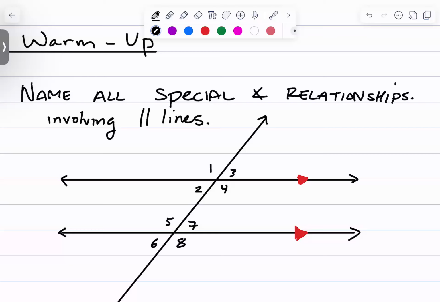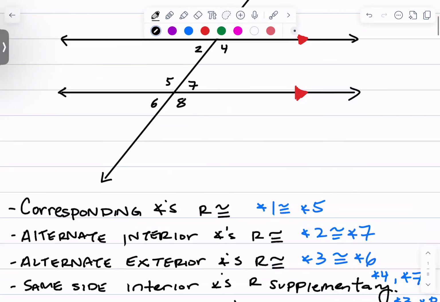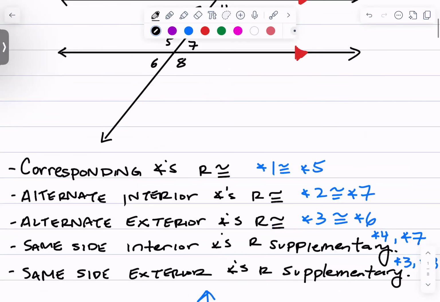This was the warm-up for today. Name all the special angle relationships involving parallel lines, and your list should consist of these five, right? Corresponding angles are congruent. Alternate interior angles are congruent. Alternate exterior angles are congruent. Same side interior and same side exterior angles are supplementary.